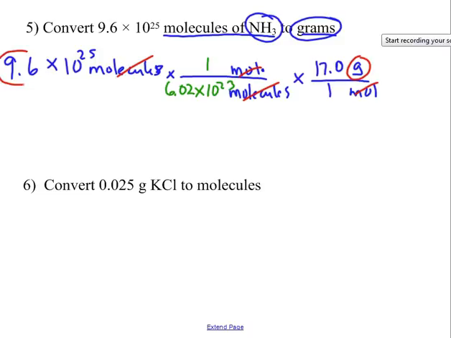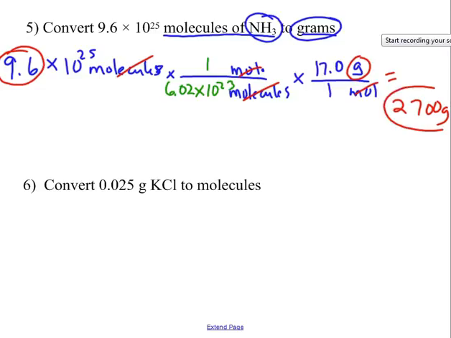You should round your answer to have 2 significant figures. And the answer is, when it's rounded to the proper number of significant figures, it should be 2,700 grams.